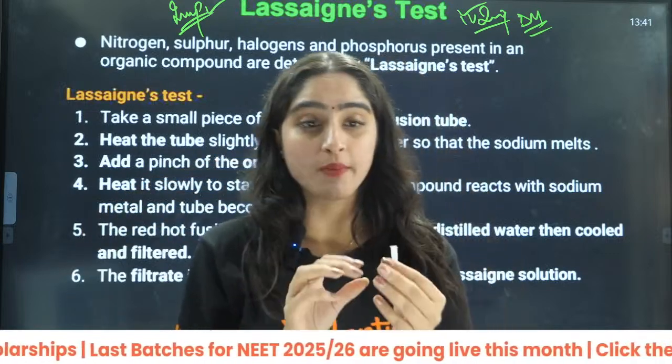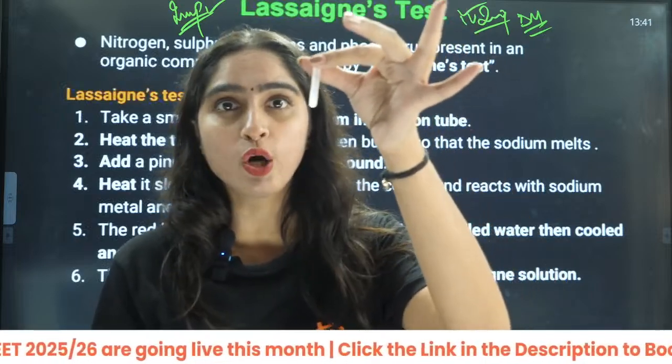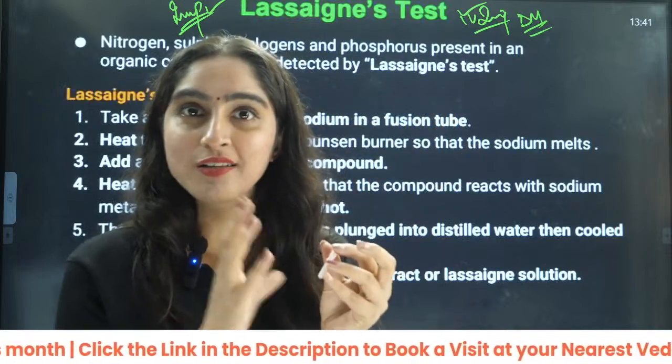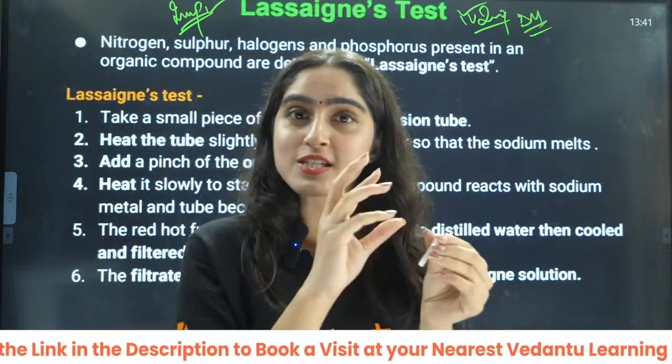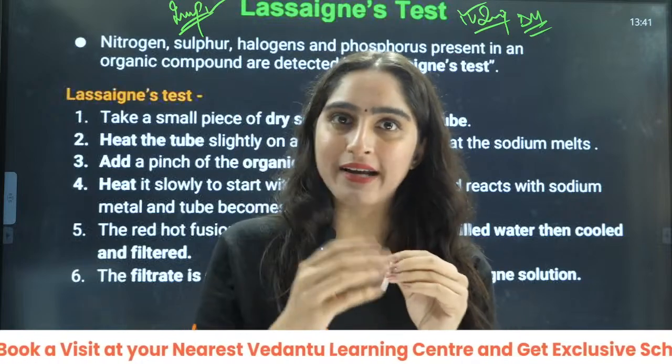You will say, ma'am, we are heating a very small tube. At one point, it will start to look like a black tube. With so much heating, it will start to give off carbon outside it. It will be heated to that extent.